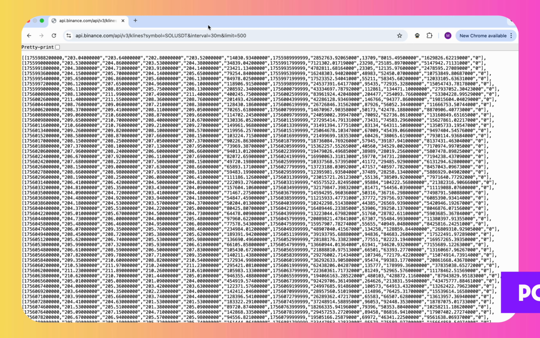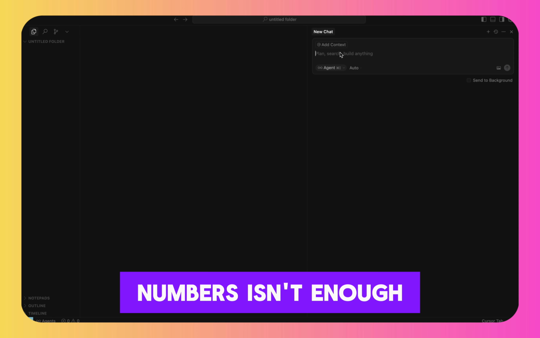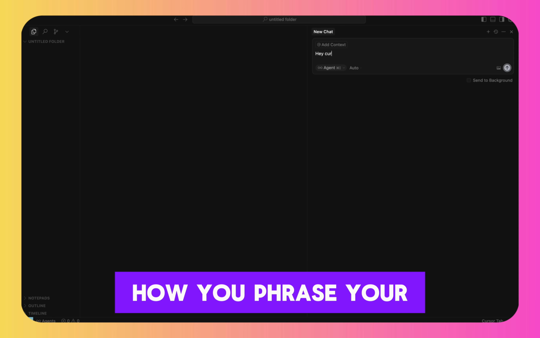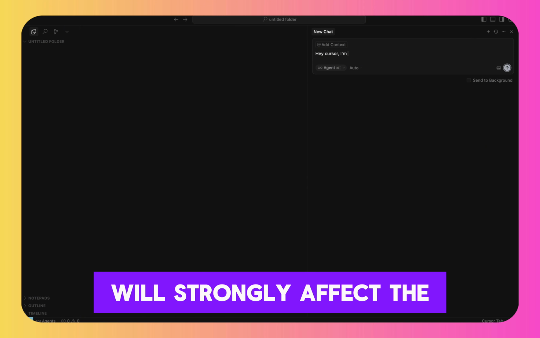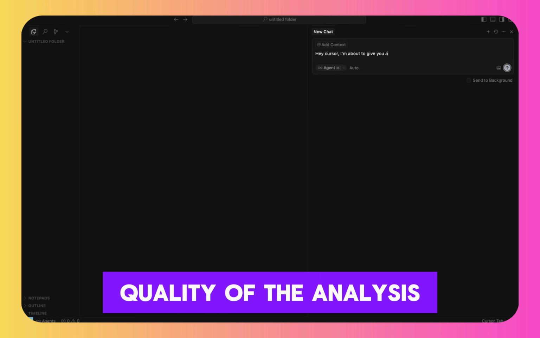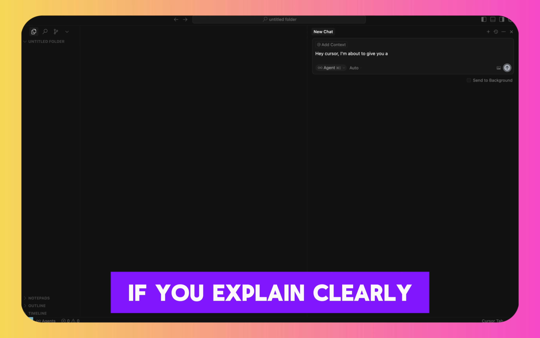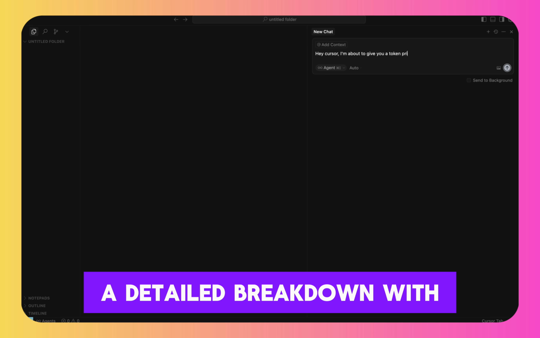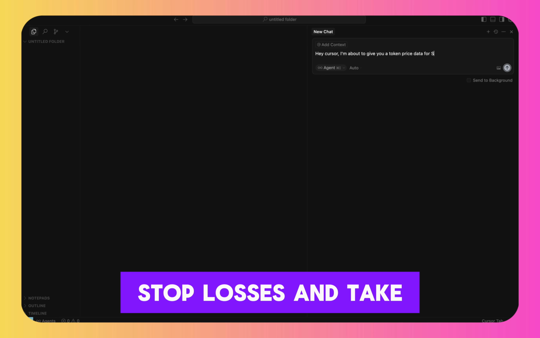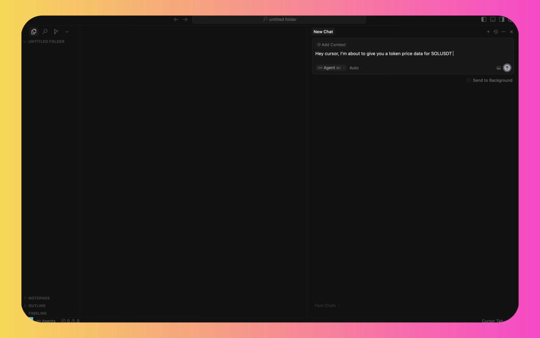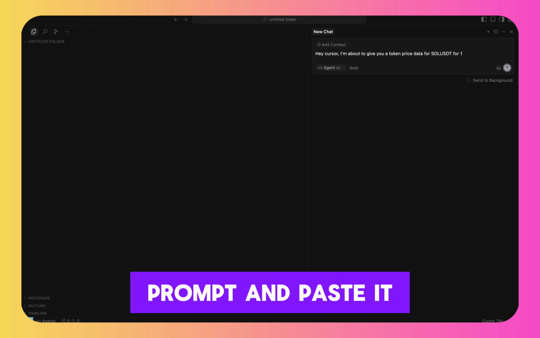But here's the critical point, simply giving Cursor the numbers isn't enough. How you phrase your instructions, your prompt, will strongly affect the quality of the analysis. If you explain clearly what you want, Cursor can give you a detailed breakdown with entries, stop losses, and take profit targets. Here I write the prompt and paste it.